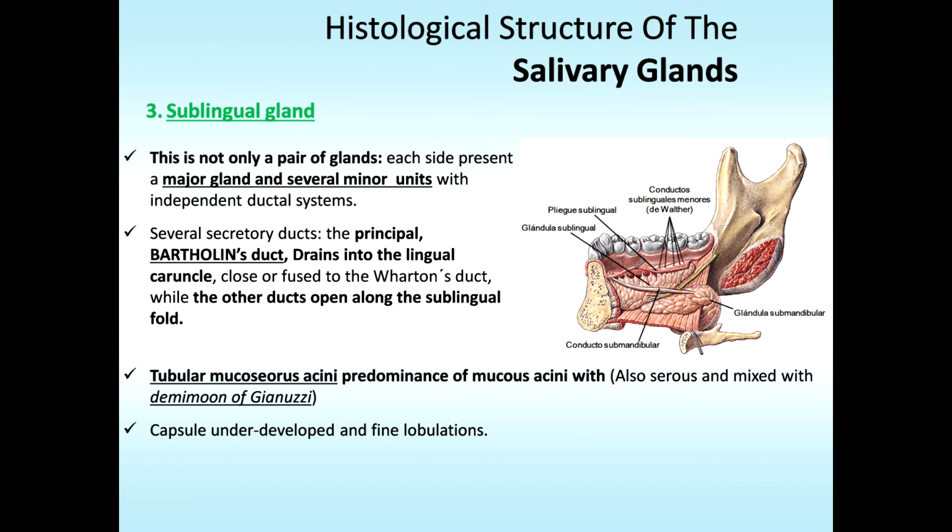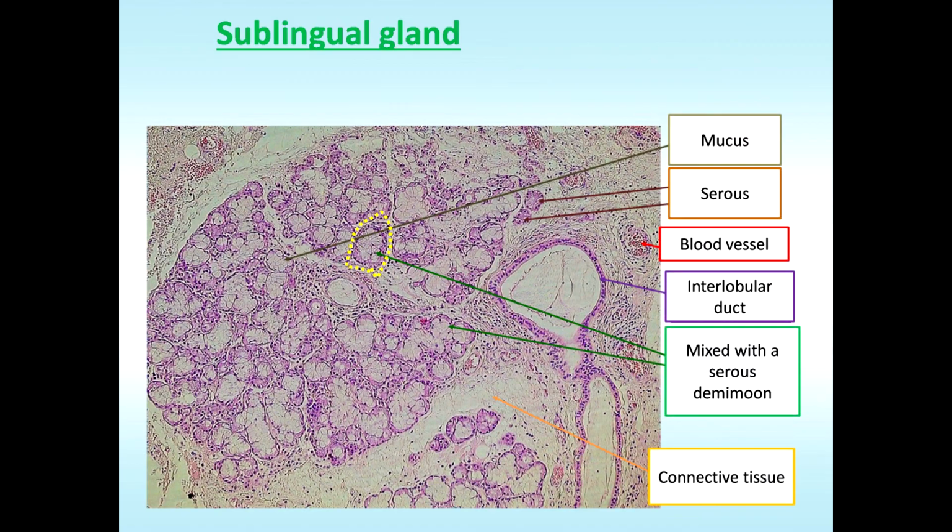Finally, let's have a look at the histology of the sublingual gland. The sublingual gland is not a simple pair of glands on each side of the oral cavity. However, there is a major gland with several minor units with independent ductal systems. As we have said, the septa are not clear, and the type of acini will be both mucus and serous with predominance of the mucus one. We are also going to observe the serous cap, which makes the mixed acinus.